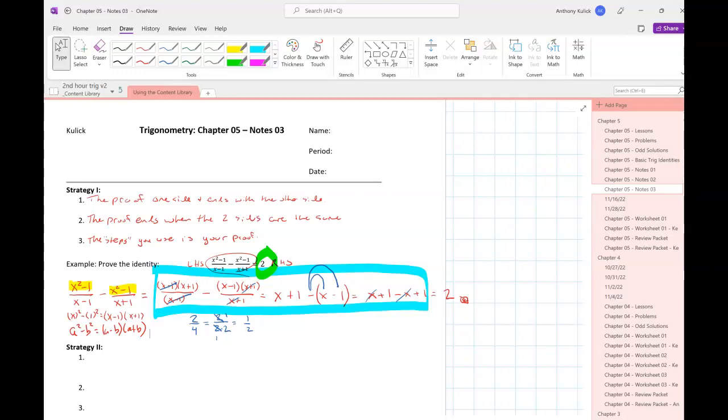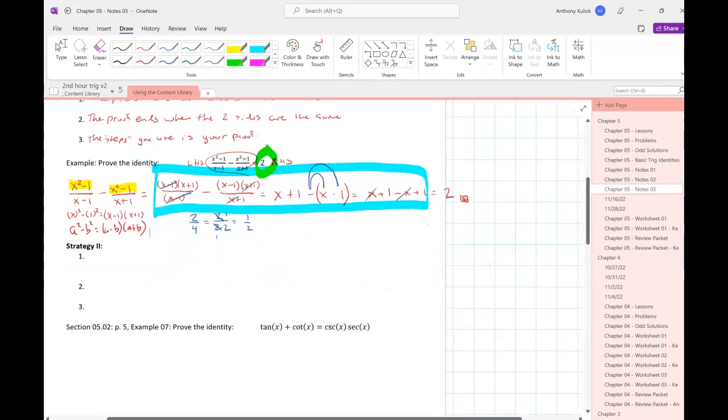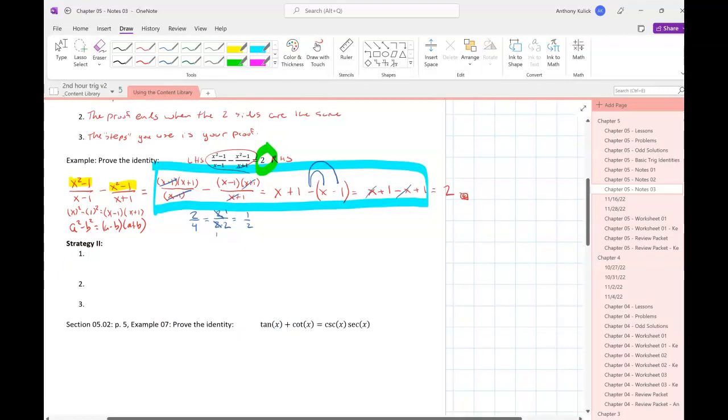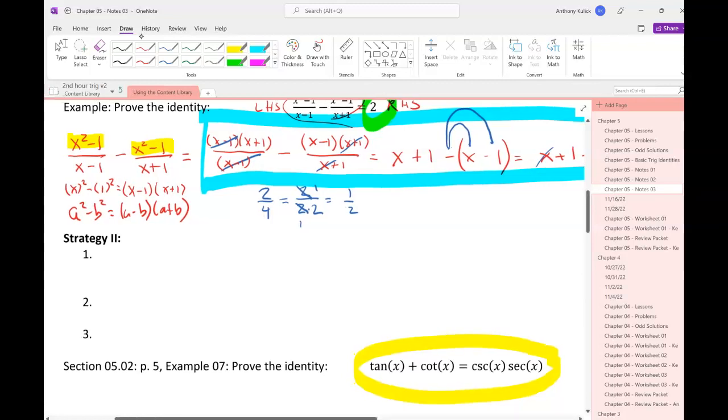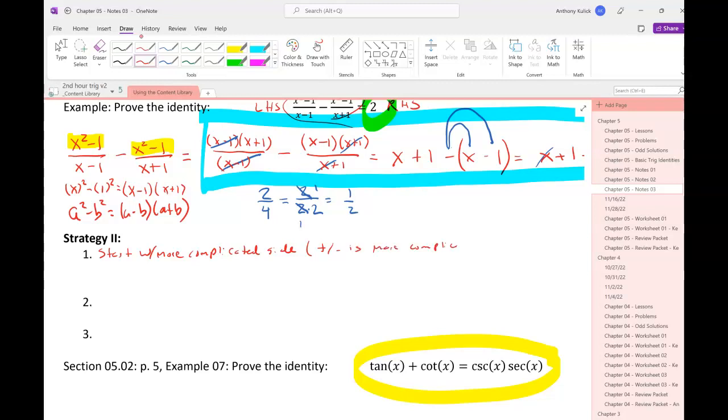All right. Let's go and look at another example. This one will include some trigonometric parts to it. So let's update our strategy here a little bit. We're still going to start with the more complicated side. And when we say more complicated, addition and subtraction is considered more complicated than multiplication and division.